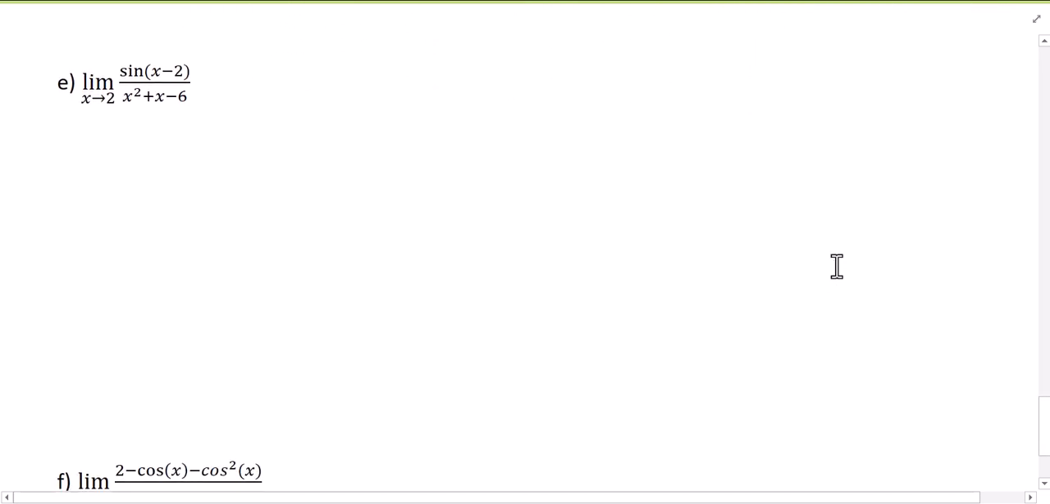The limit as x goes to 2. So this is different because it's not going to 0. But notice what happens when you plug in 2. The top is sine of 0, which is 0, over 4 plus 2, which is 6, minus 6. So you have that 0 over 0. That is kind of like the limit as x goes to 0 of sine x over x. This is 0 over 0 as well. It has that form, and this limit is 1.